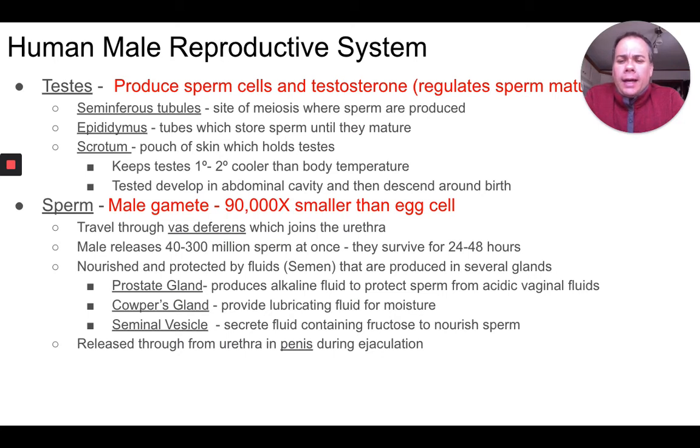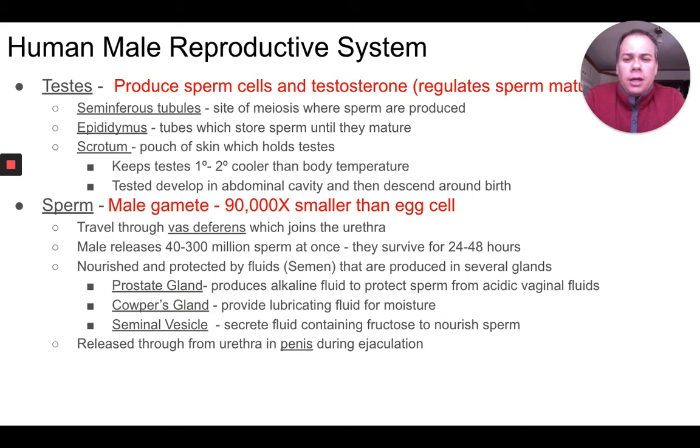But as those sperm cells are traveling through the vas deferens, they go through that tube, and as they are moving along, several different glands add to the sperm cells to produce semen. Some of those glands are the prostate gland, the Cowper's gland, and the seminal vesicle, and these glands produce different fluids to nourish and to house those sperm cells.